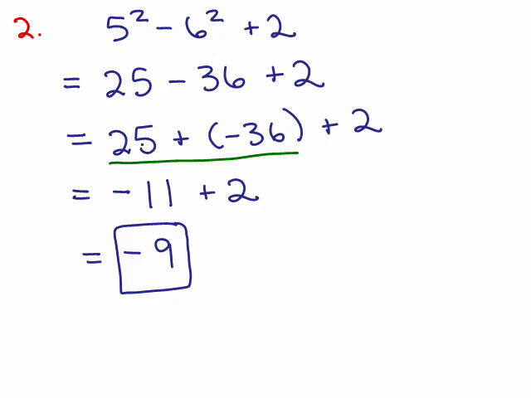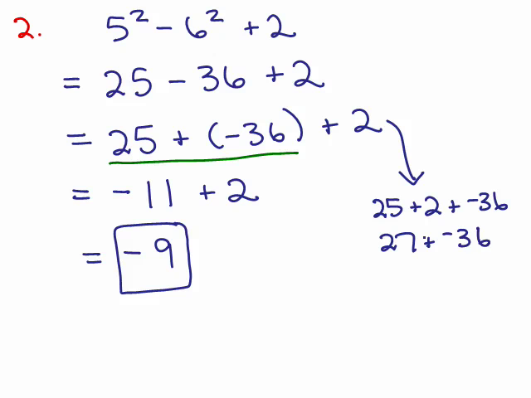Some of you may have added the 25 and 2 first. So if you did that, if you added the 25 and 2 first, remember, because of the commutative property, you could do that. You could say 27 plus negative 36. And that's also going to be negative 9. So in any case, negative 9 is the answer.